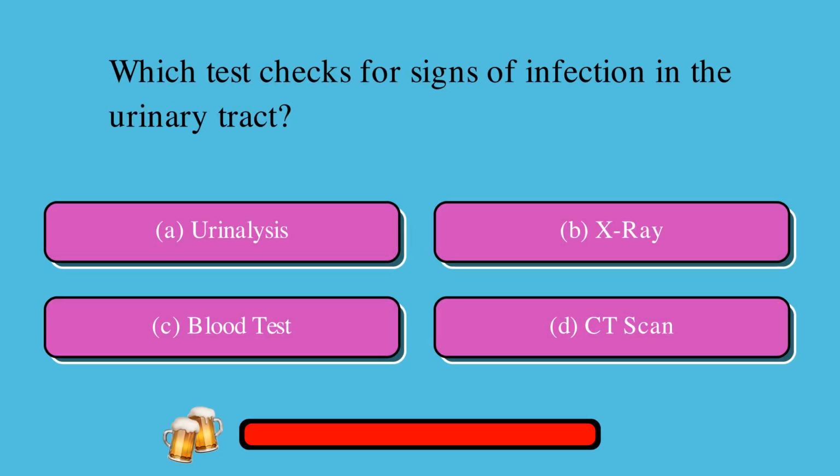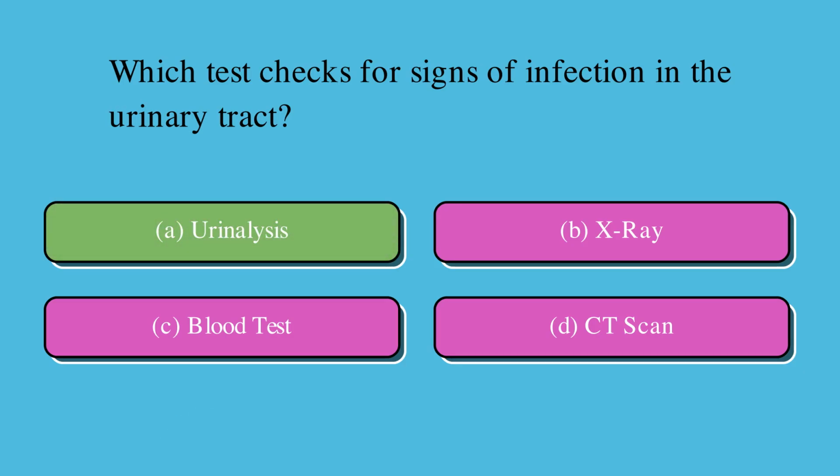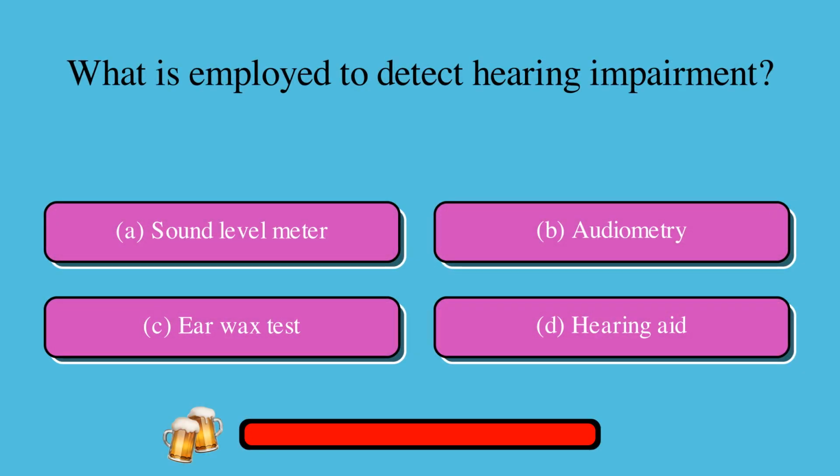Which test checks for signs of infection in the urinary tract? A. Urinalysis, or B. X-ray, or C. Blood test, or D. CT scan? The correct answer is A. Urinalysis. What is employed to detect hearing impairment? A. A sound level meter, or B. Audiometry, or C. Earwax test, or D. Hearing aid? The correct answer is B. Audiometry.